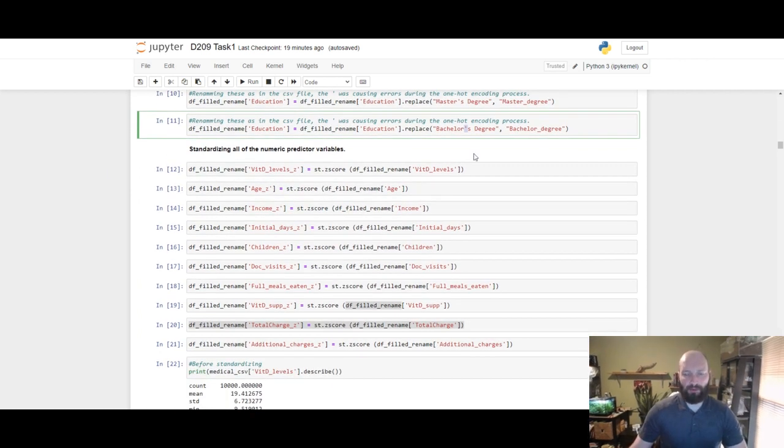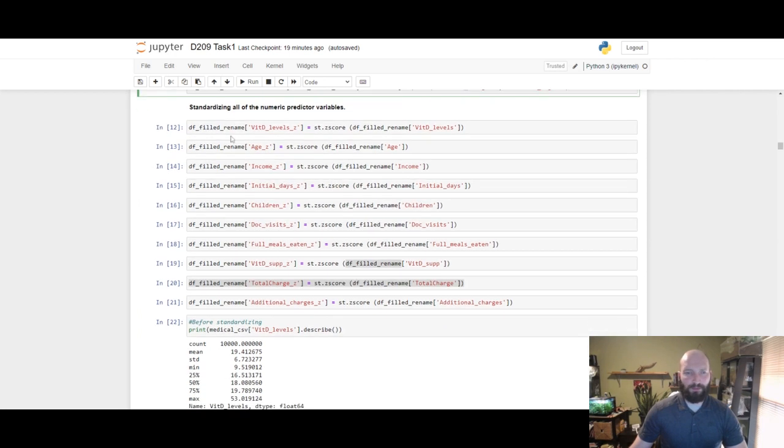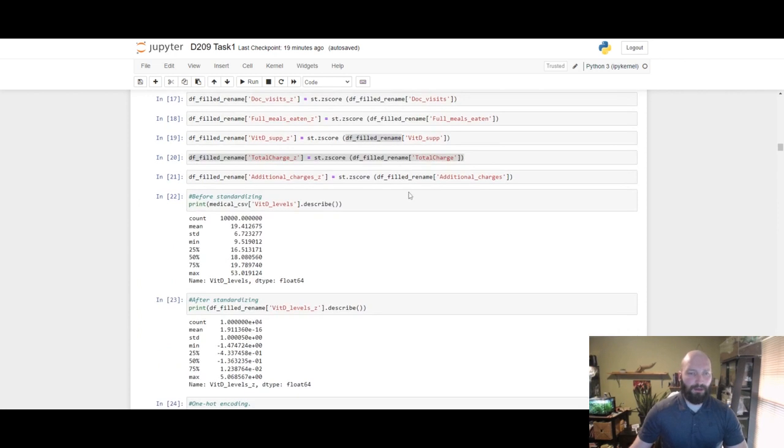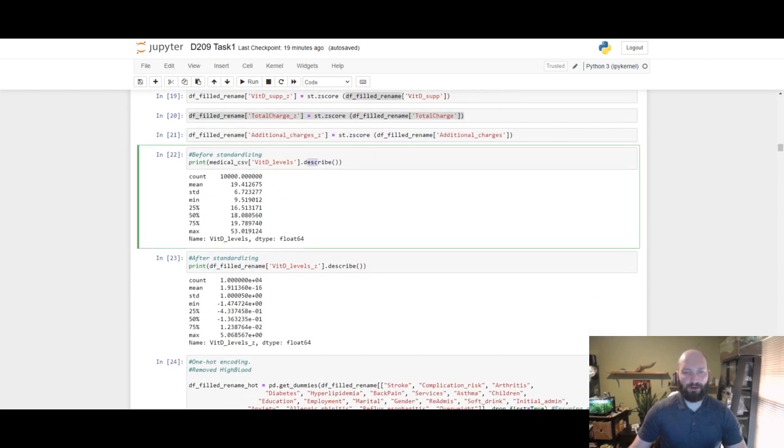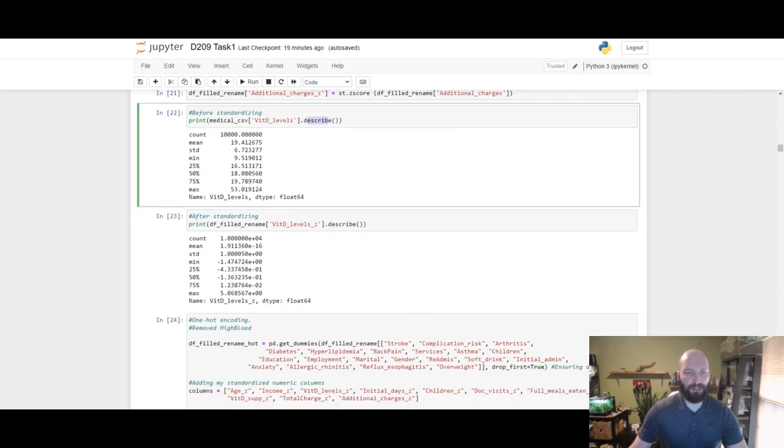And here's a standardization of the numeric predictor variables. So just utilizing z-score, and to rename them, just so I know which is which, we just put underscore z. And just to see what it looks like using the describe function. So before standardizing, this is what it looks like, and then after standardizing, this is what it looks like.